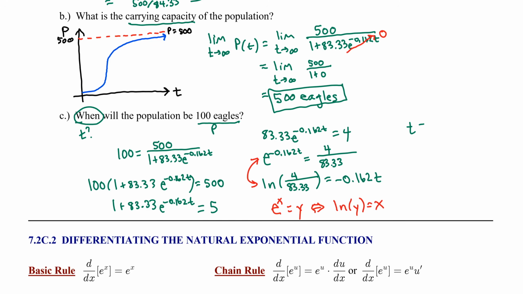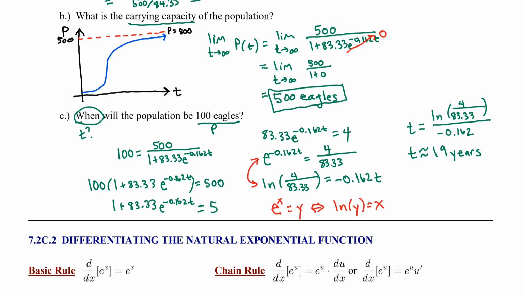I'm going to flip my t over here to the left side. So our exact answer here is natural log of 4 divided by 83.33 over negative 0.162. Now if we enter that into our calculator, we're going to be able to approximate, and let's just go to the nearest year. This would be approximately 19 years.